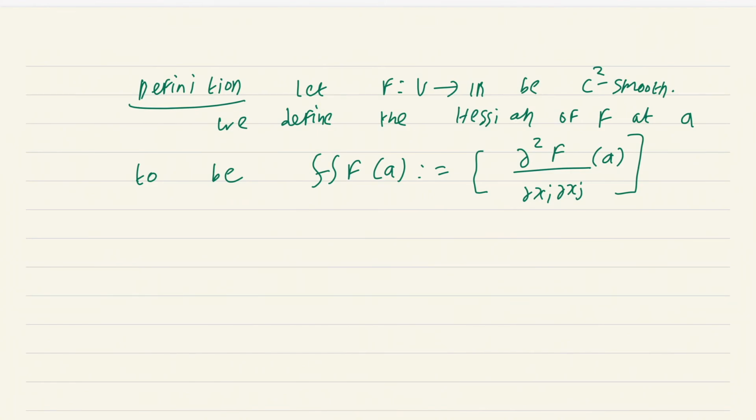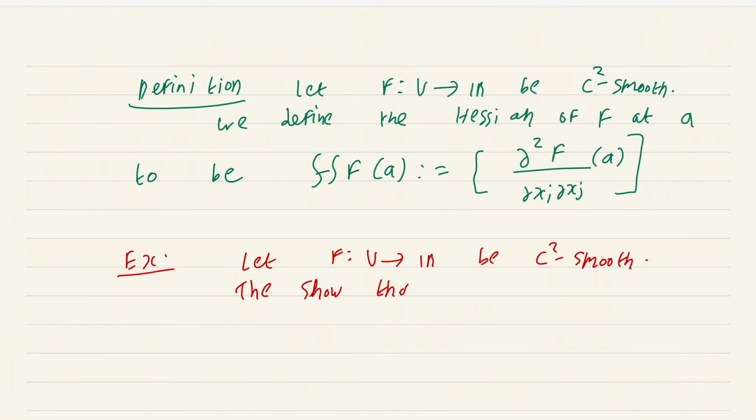We have in the C2 smooth setting that the mixed partial derivatives are equal. So this matrix is going to be a real symmetric matrix. So the exercise for you, which will let you get your hands dirty on a concrete version of what has happened in this video: let f from U to R be C2 smooth, then show that Hf at A is D2F at A in a natural way.